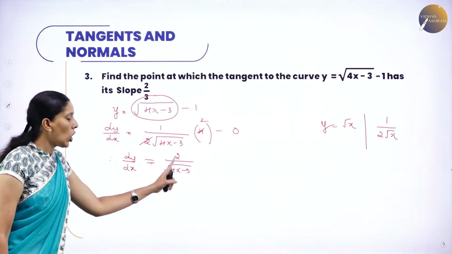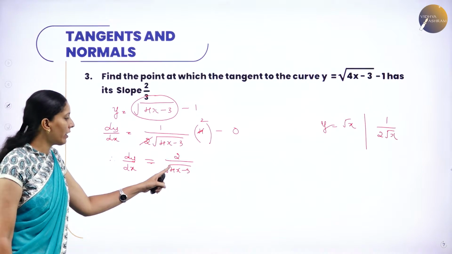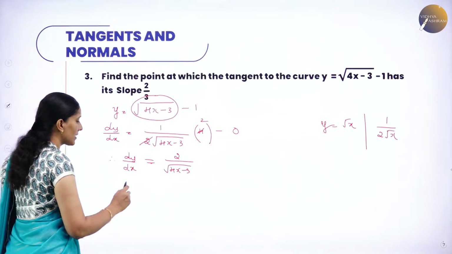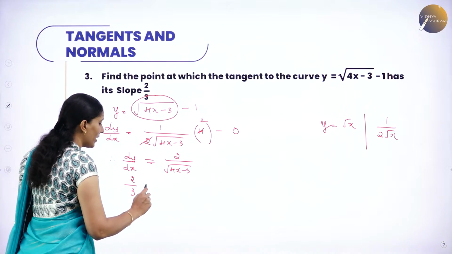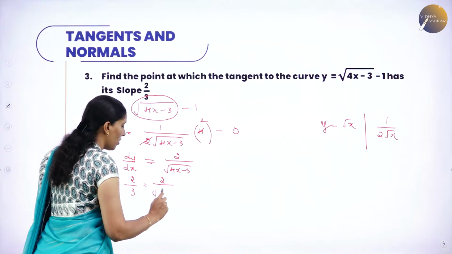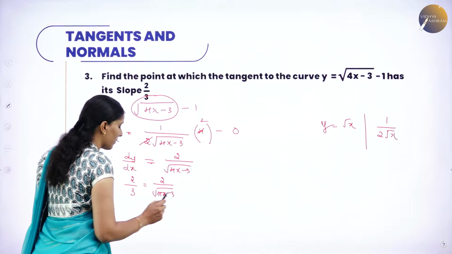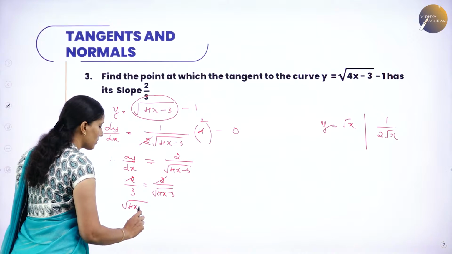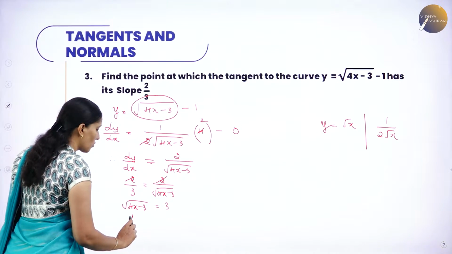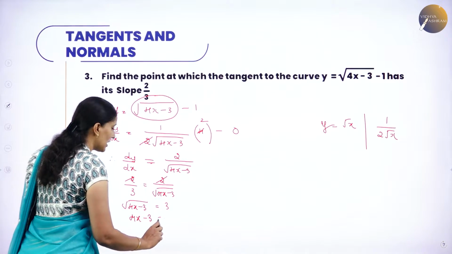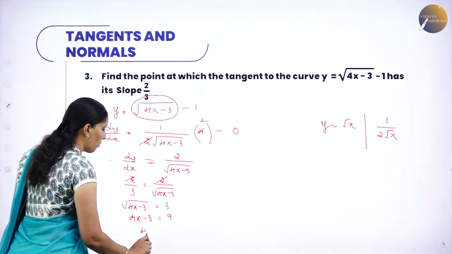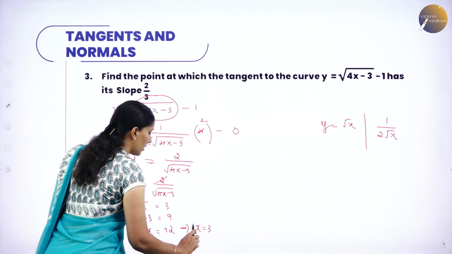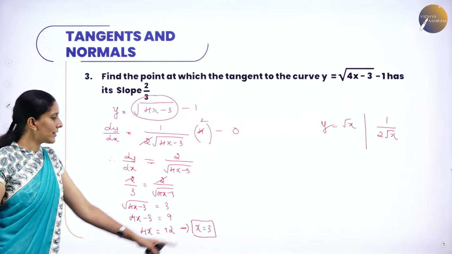Now here we got the slope of the tangent as 2 divided by root of 4x minus 3. Here the slope is given, that is nothing but dy by dx is given. So it is 2 by 3 is equal to 2 divided by root of 4x minus 3. So 2 2 get cancelled, cross multiply, we get root of 4x minus 3 is equal to 3. Square on both sides, we get 4x minus 3 is equal to 9. We get 4x is equal to 12. So this implies x is equal to 3. So now we got x is equal to 3.